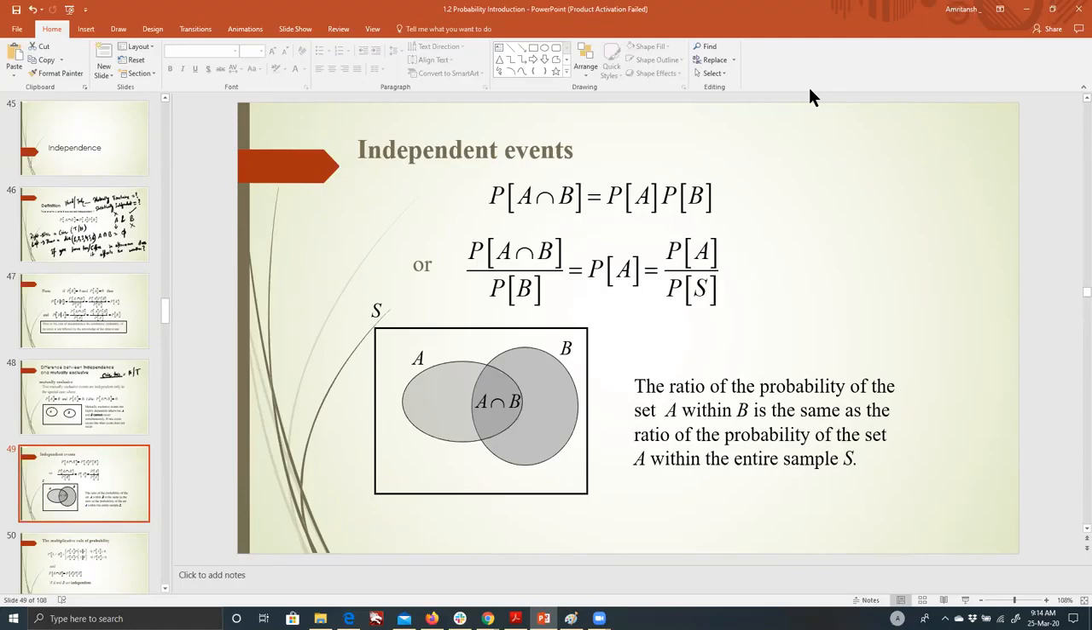Like again, as I explained, tossing a coin and rolling a die from different hands, they are statistically independent events. So getting heads or tails would not change any probability in the outcome of the dice, right?